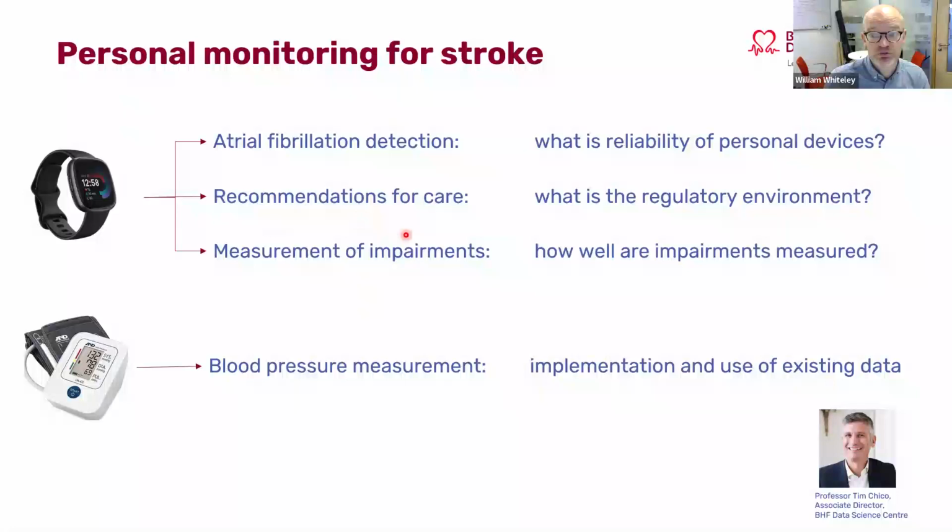The challenge there is the regulatory environment, so we'll be investigating that. Can we use these devices to measure impairments? Currently, impairments are measured in great detail by clinicians, but what is the correlation between impairments measured by watches and impairments measured by clinicians? And there are much simpler personal monitoring devices that are used at greater scale, for example, blood pressure measurements, and there are data sets available at national scale on blood pressure measurement, and we want to see if we can implement and use those existing data for research.